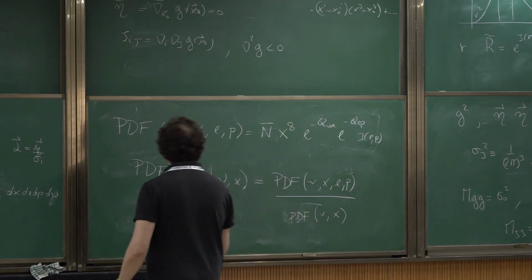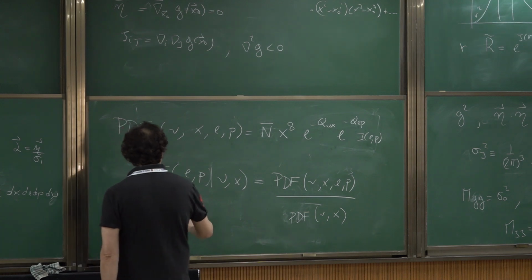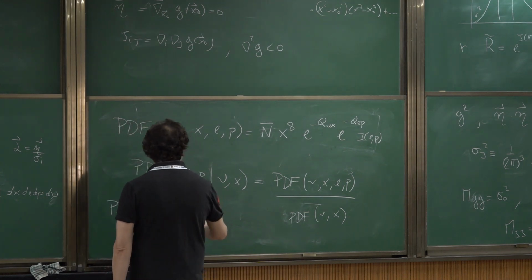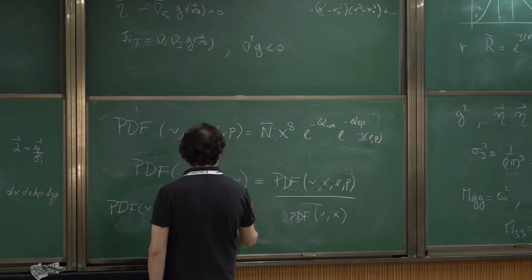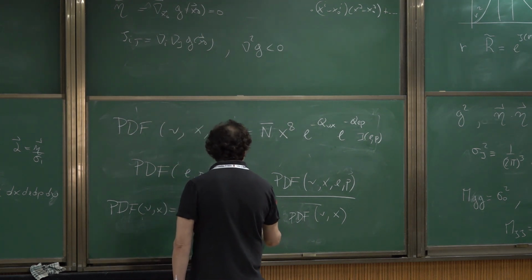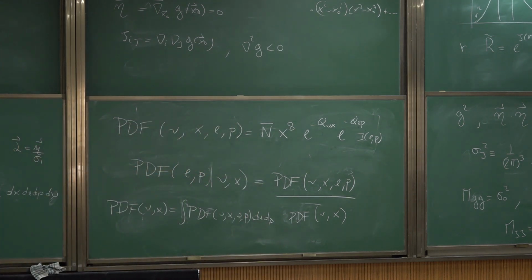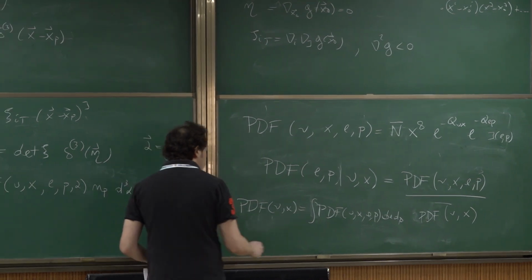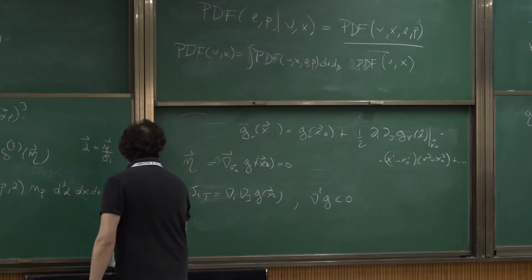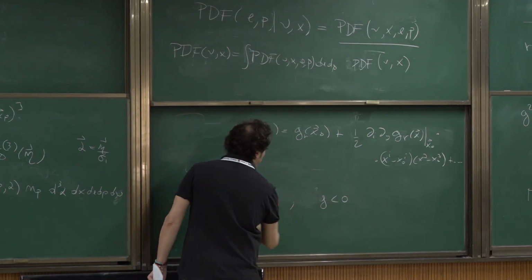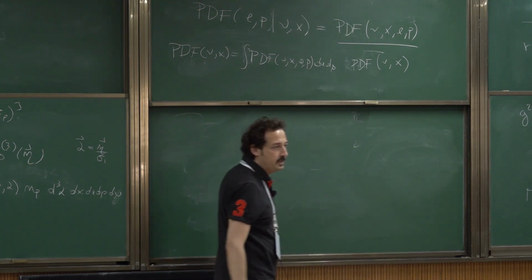Okay, so this is the PDF of nu and x. It's simply the integral of the PDF of nu, x, e, and p integrated in dE dP. Okay, so that's the definition. And now you have this conditional probability, and I'm not going to do the calculation, but what you can do is ask which one is the maximum of this probability distribution.